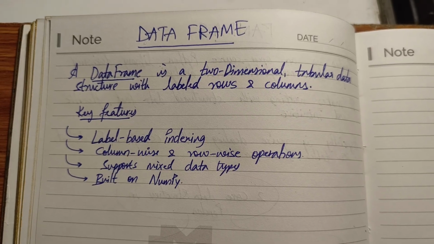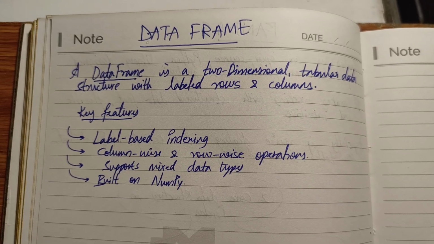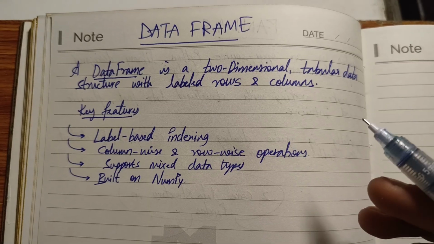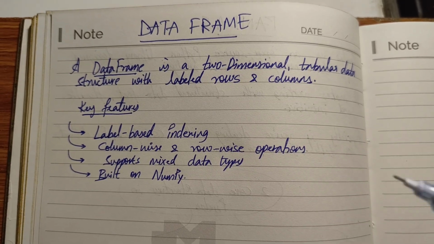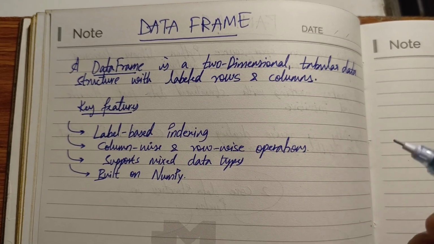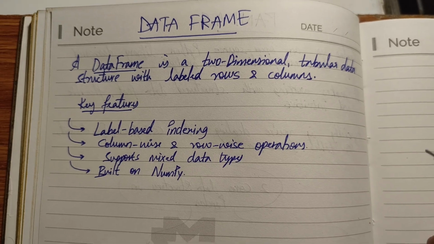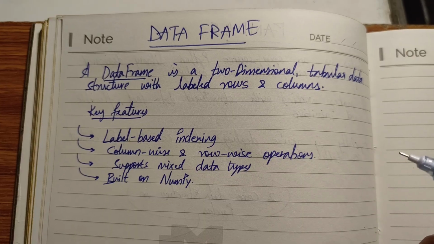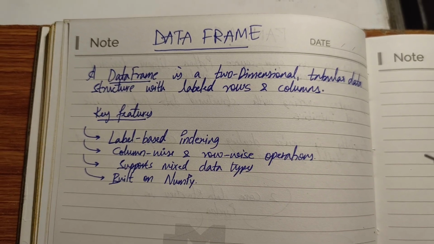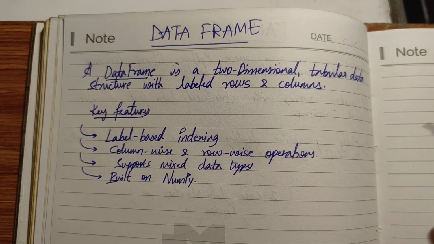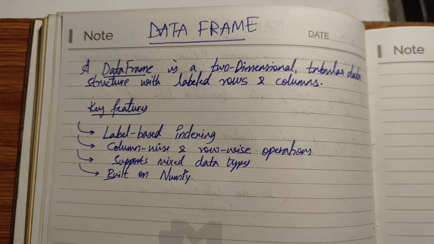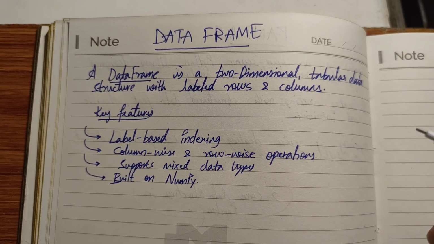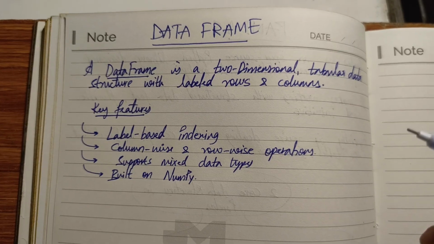So firstly, let's understand what is Pandas. Pandas is an open source Python library which is designed for data manipulation and data analysis. It makes working with structured data very fast, very flexible and intuitive, especially if you're dealing with CSV files, comma separated value files, Excel sheets, SQL tables, JSON or APIs.